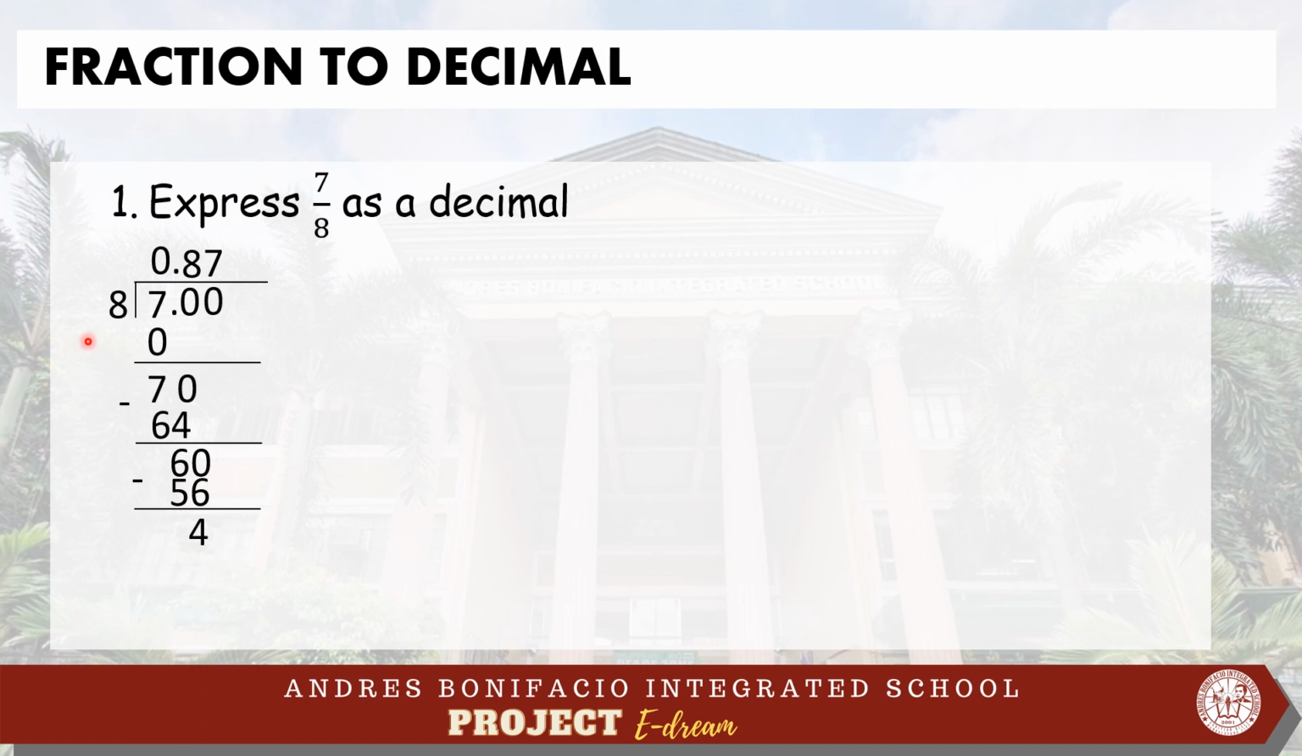So 4 divided by 8, again, cannot be. So we have to add 0 and then bring down 0. So we have now 40 divided by 8 is equal to 5. 5 times 8, we have 40. Then 40 minus 40 is equal to 0. So therefore, our answer is 0.875. And what kind of a fraction is it? So this one is a terminating decimal.